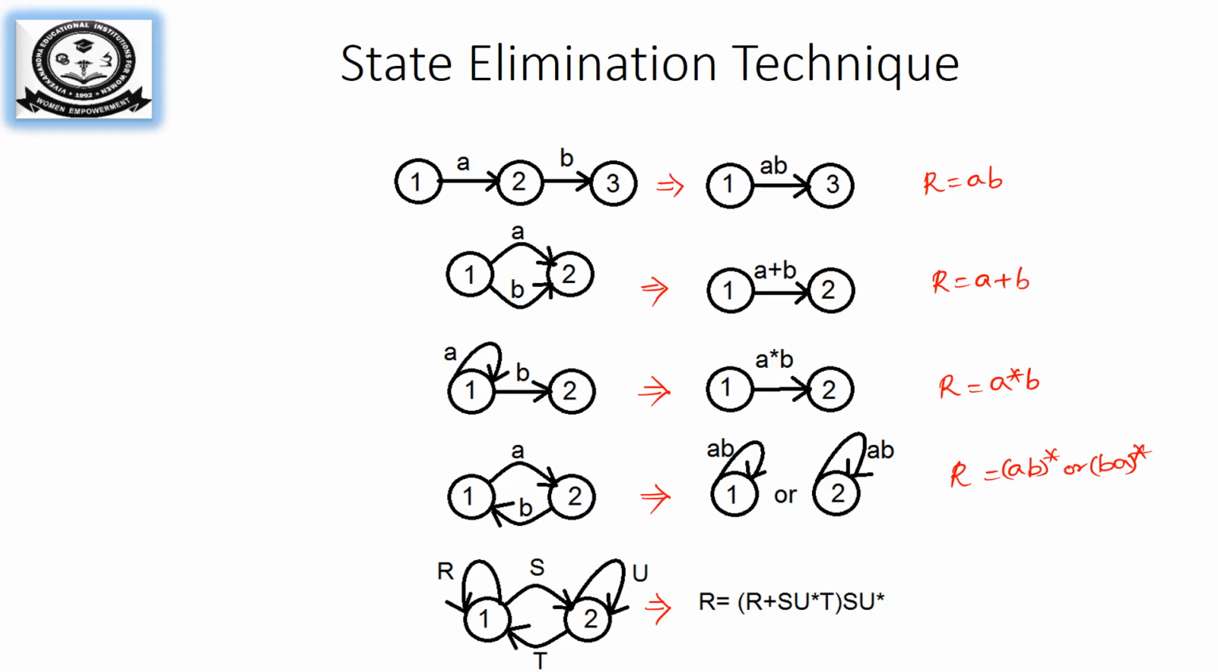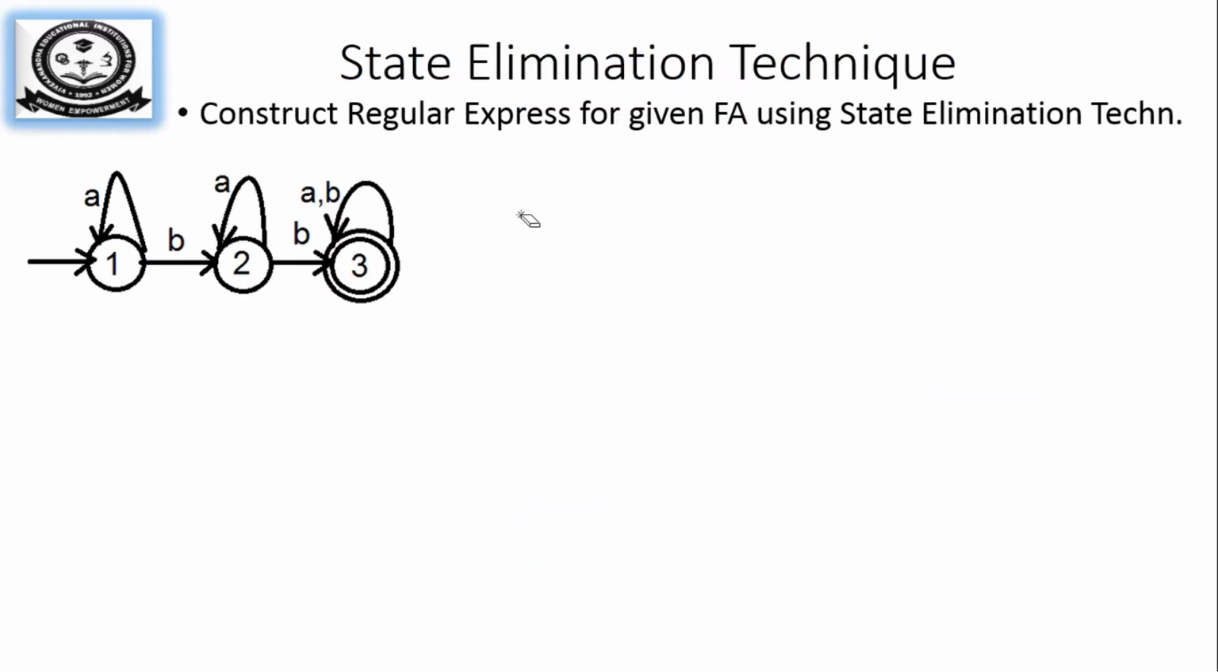If you have a cycle, then you can have AB, either with state 1 alone or with state 2 alone, so your regular expression will be AB star. The last diagram is the case where you have a cycle with a self transition; then you can use this formula to find the regular expression of the given transition diagram. Now let us have the example.